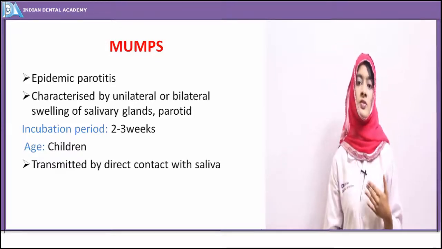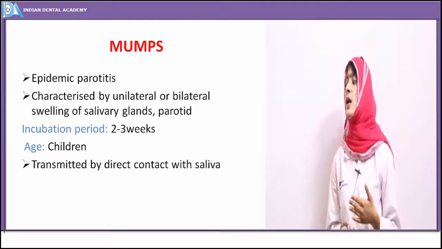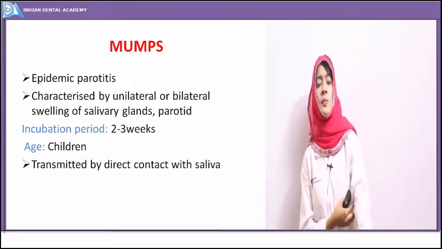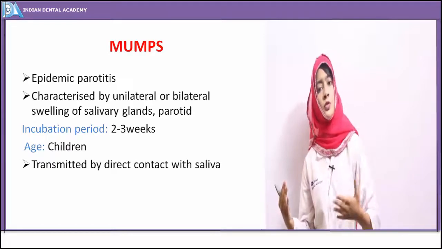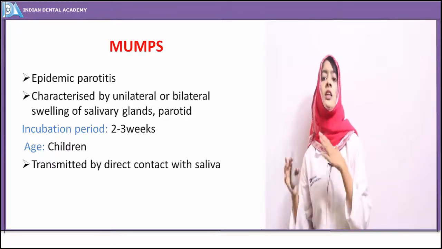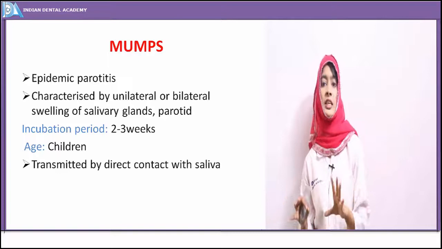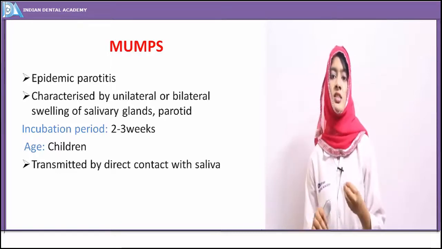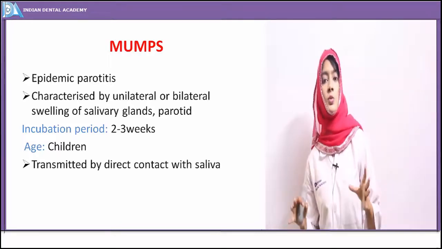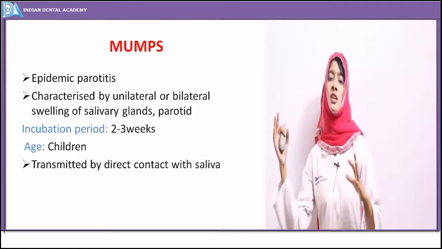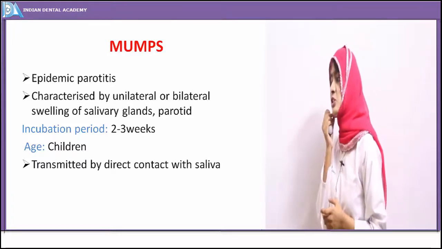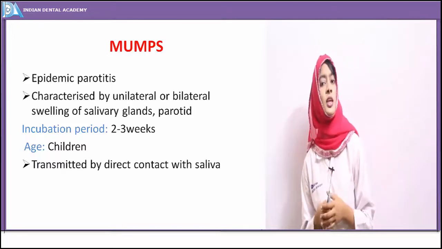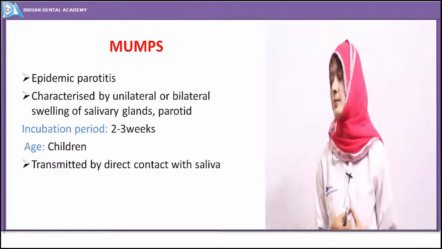It takes 2 to 3 weeks for the symptoms to develop, and even before the development of symptoms, the disease is contagious. It's highly contagious. So once the virus enters the body, automatically the individual is ready to transmit the infection to other unaffected individuals. Transmission is by direct contact with saliva, that is through droplet spread.